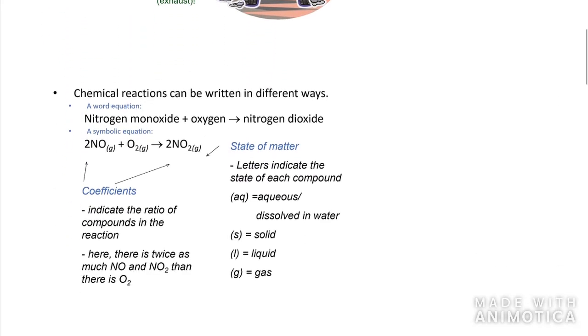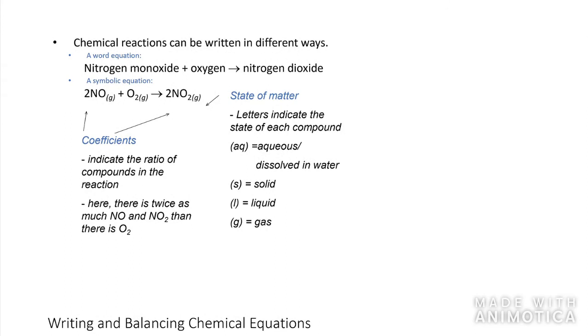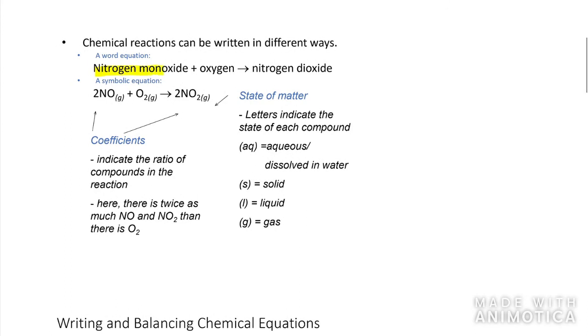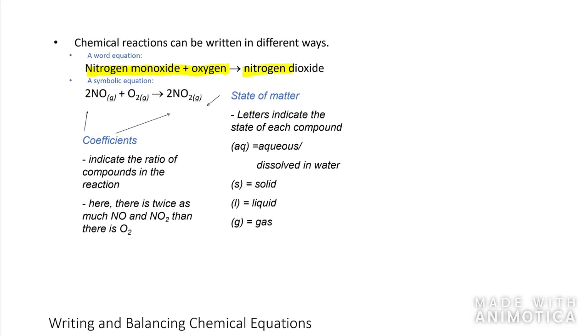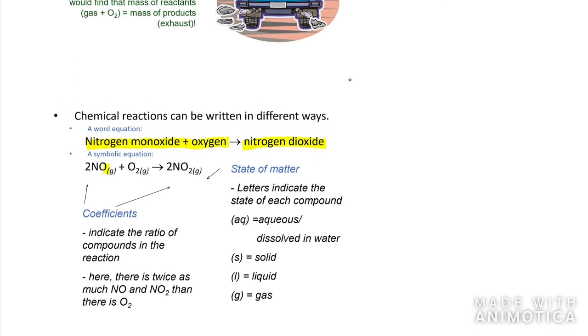So chemical equations can be written in different ways. You can have a word equation, like this one. Nitrogen monoxide plus oxygen gives us nitrogen dioxide. Or you can have it as a symbolic one. Nitrogen monoxide plus oxygen gives us nitrogen dioxide. So your assignment today will actually be taking these word equations and then writing out the symbolic equation. That's your end goal for today.